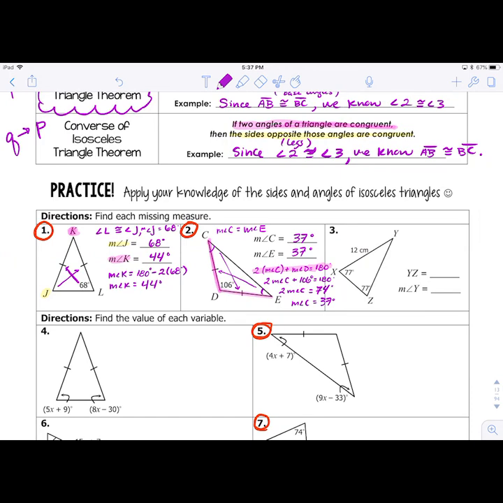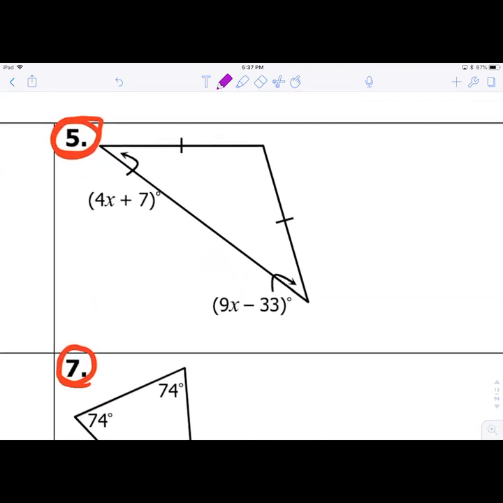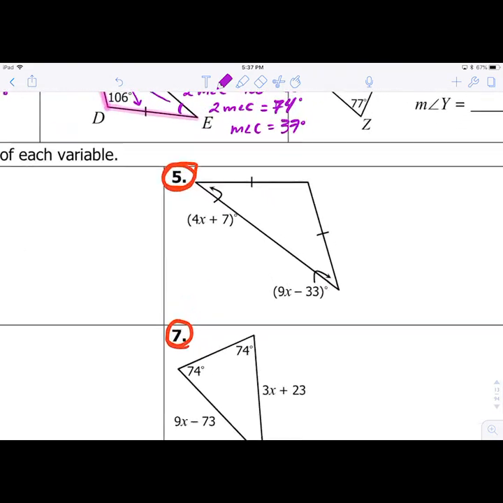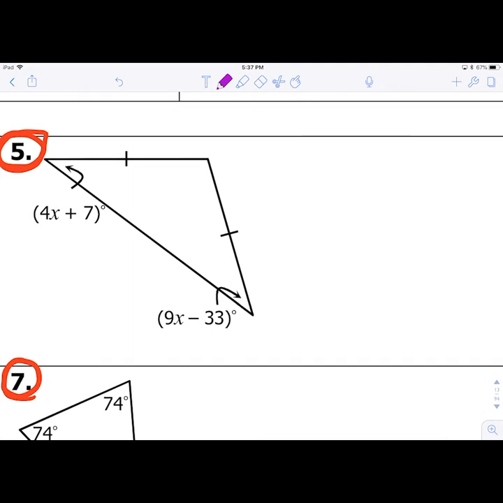Okay. Let's move on to number 5. Number 5, we're given an isosceles triangle. The directions say find the value of each variable. So these two angles right here, they both have expressions in x. Are they the base angles? Well, I'm drawing these lines opposite to the other side. Yes, these must be the base angles because they both point to the legs, which are the congruent sides.